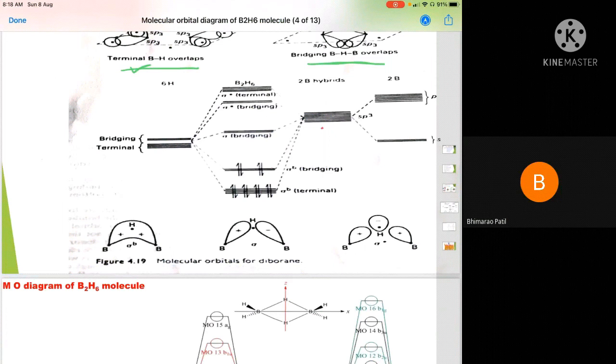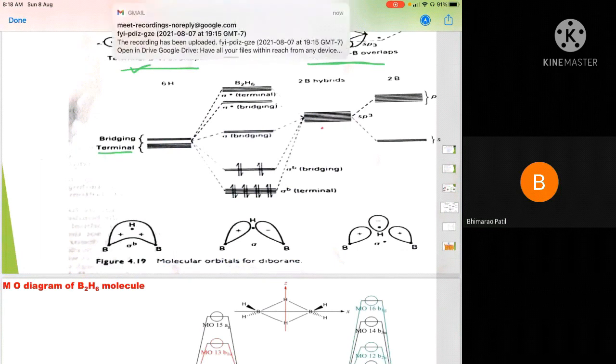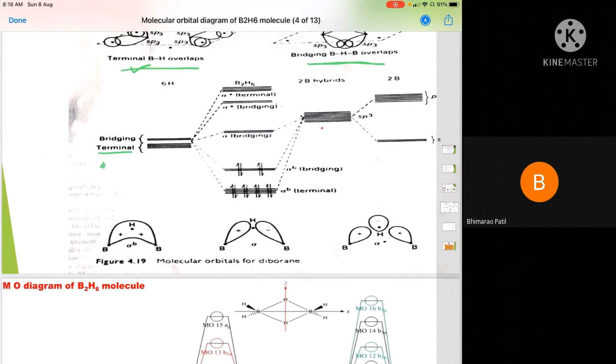Here you see this is the terminal, indicating the terminal hydrogen atoms. In this case, the terminal hydrogen atoms present in diborane are 4, and each contributes how many atomic orbitals? 1, and therefore the total becomes 4. You see these are the 4 1s atomic orbitals, and the bridging hydrogen atoms are 2, therefore here 2 1s atomic orbitals.